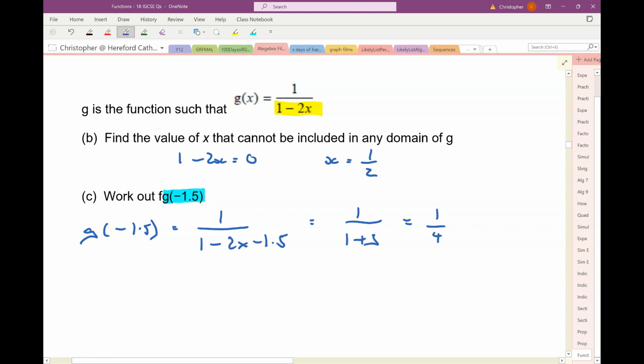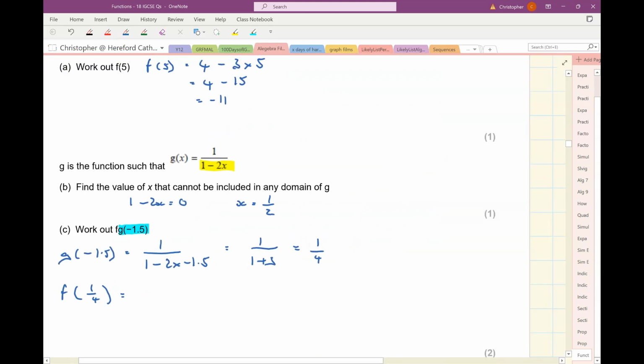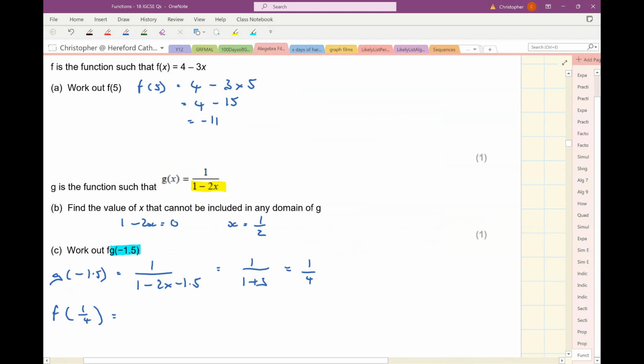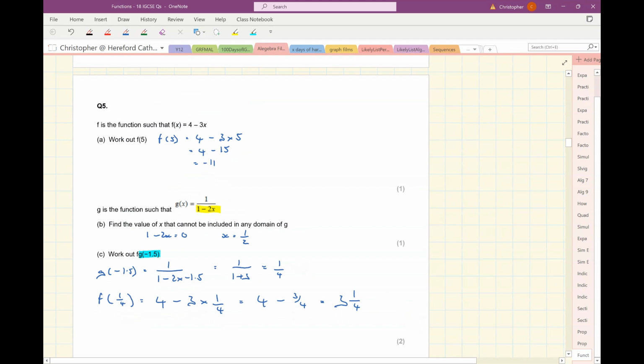Okay, so now I'm going to have to f the result of g of minus 1.5. So I'm going to f the quarter. Right, now to f something, what do I do? 4 minus 3 times a quarter. Well, that is 4 minus 3 quarters, which is 3 and a quarter, or 3.25. And that is question 5 complete.